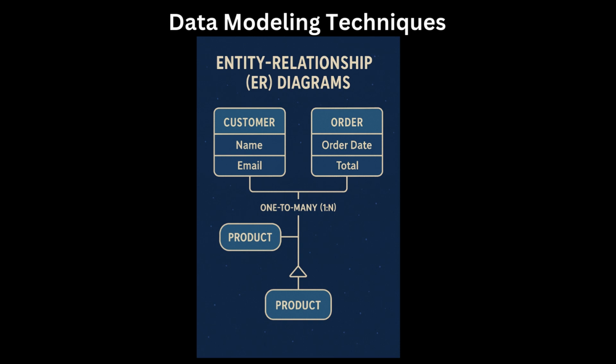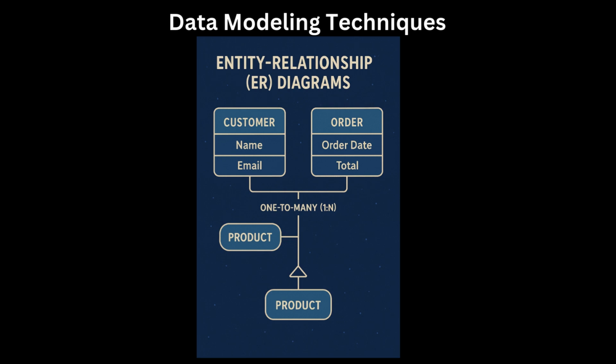Attributes. These are the properties or details of an entity, like customer name, email, or order date. They form the columns of the table. Relationships. These define how entities are connected. For example, a customer places an order, or a student enrolls in a course.